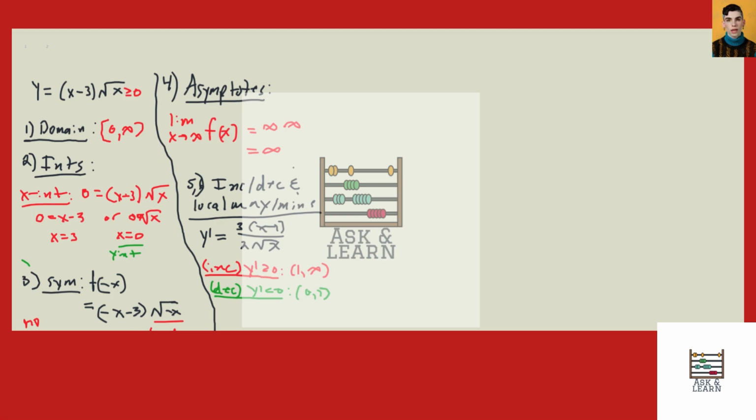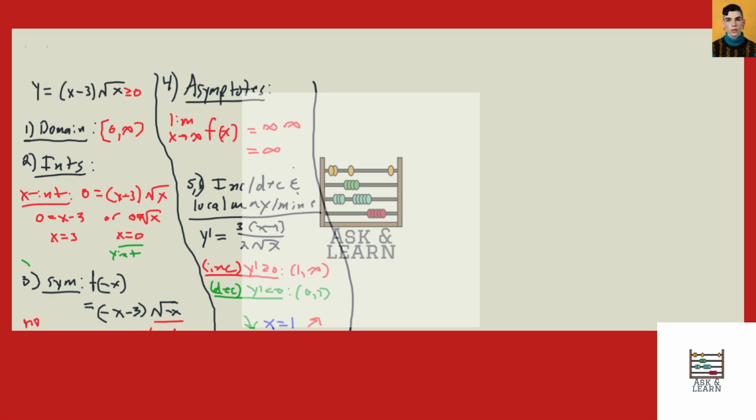Now we found that our possible point that could be a max or min is x equal to 1. So to the left of x equal to 1, the function is decreasing, and to the right of x equal to 1, the function should be increasing. So that tells us this here is going to be a local minimum of our function.